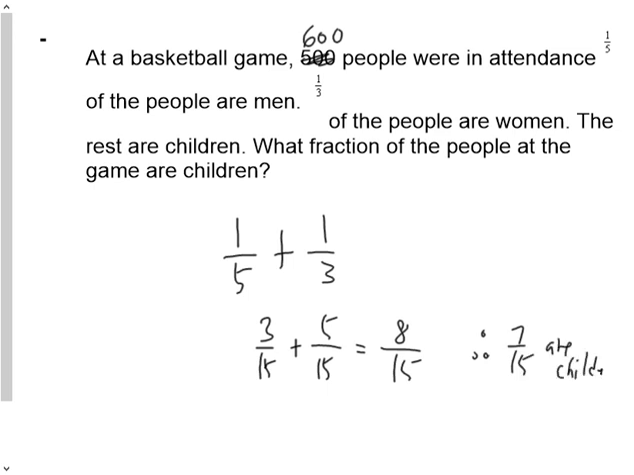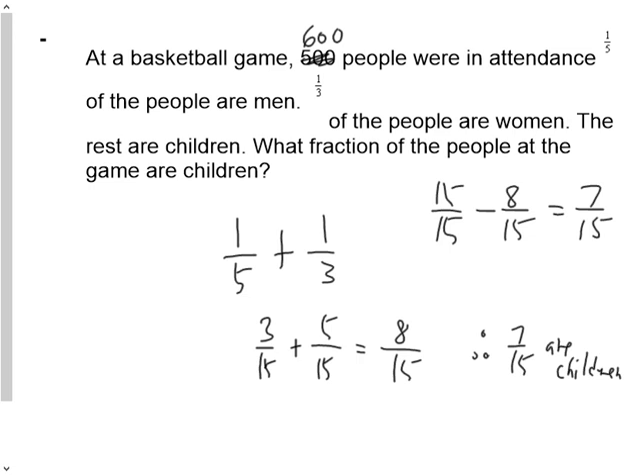Or 100% of the people in the audience, which is 15/15, take away men and women will equal children. That's one way you could have done it. You could have just said, well, 1/5 plus 1/3 is 8/15. And since that's men and women, the rest have to be children. It doesn't say how many are children. It says what fraction of the people are children, which is different.